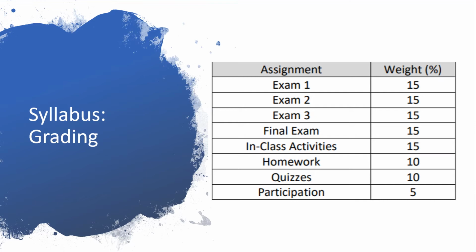The in-class activities are also weighted equivalently to an exam. That'll be the average of all the in-class activities that we do. Your homework average is 10%, your quiz average will be 10%, and the participation problem sets will be 5%.